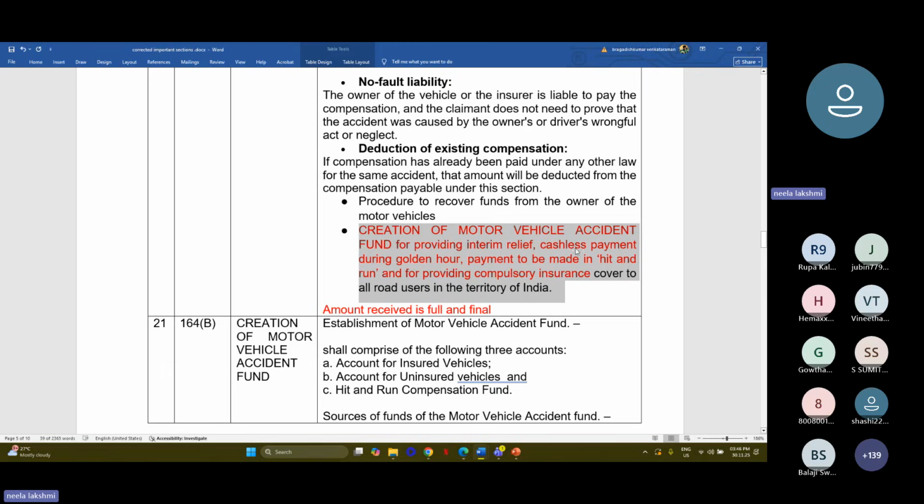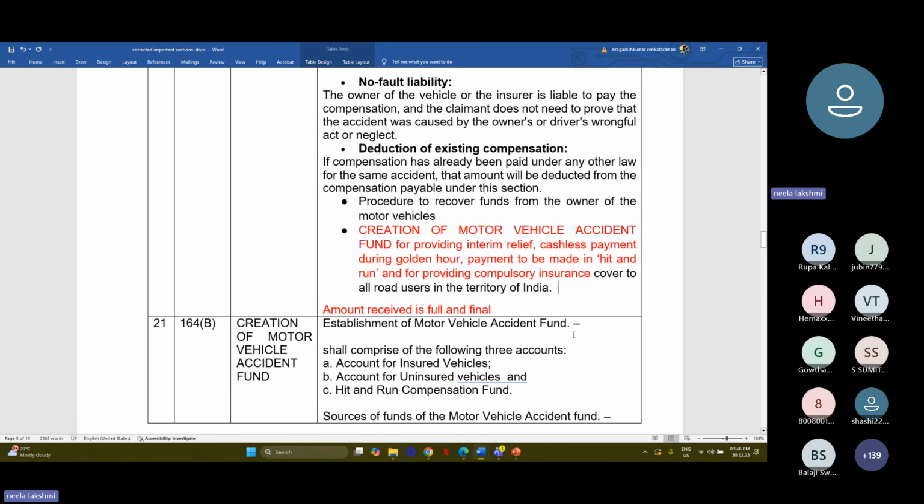Creation of the Motor Vehicle Accident Fund for providing interim relief, cashless treatment during the golden hour, payment in hit and run cases, and compulsory insurance cover to all road users in the territory of India. The fund will be used for interim relief, cashless treatment during the golden hour, payment for hit and run accident victims, and compulsory insurance cover to all road users.